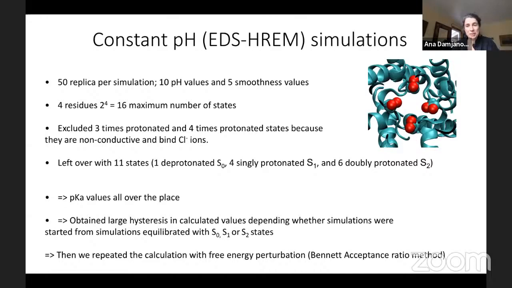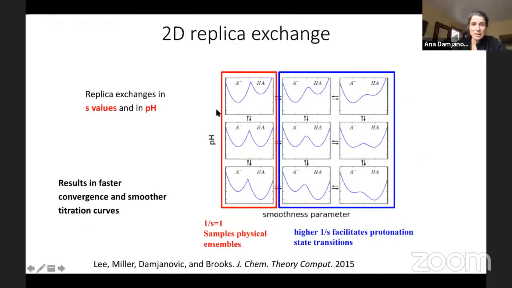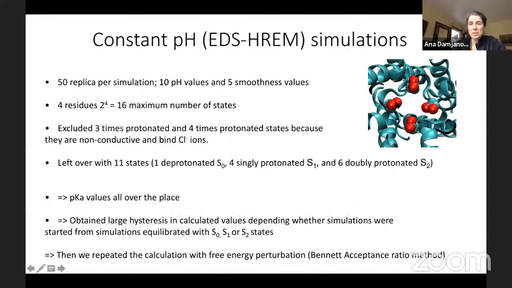When the method was developed, we applied it to small systems. So this is a big system. We used 50 replicas, 10 pH values, and 5 smoothness values. In this method, you have to explicitly include all of the states in your Hamiltonian, in this reference Hamiltonian. This cartoon is showing just 2 states, protonated and deprotonated. However, we're looking at these 4 residues here in this selectivity filter. So there are 2 to the 4 states really that are feasible.